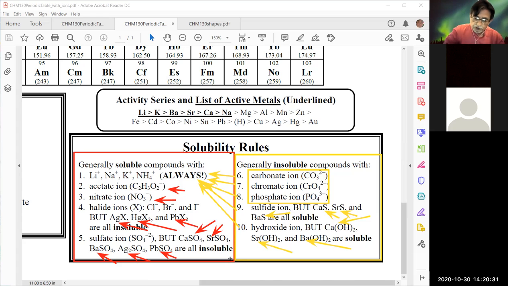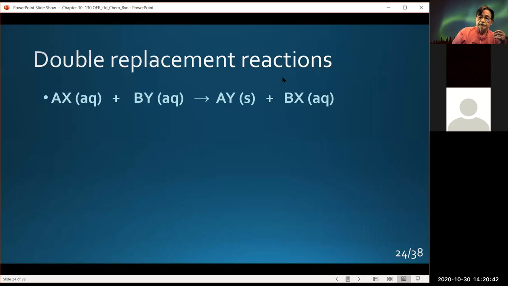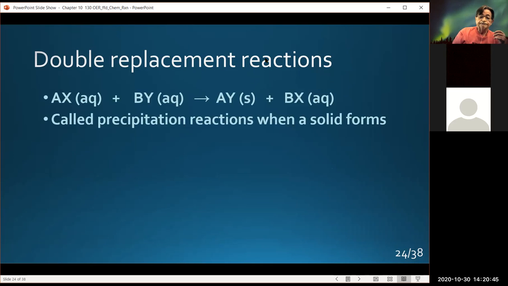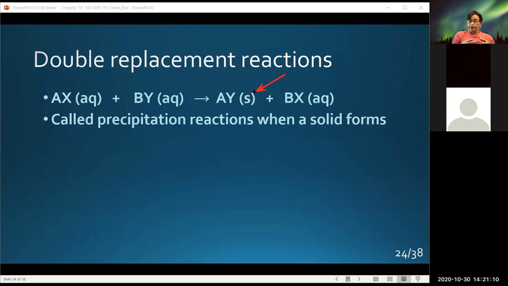And understanding these solubility rules, that is what drives the double replacement reactions, okay? Because if you have a positive reaction, you would get a solid, which is driven by the solubility rule. So in this case, you got AX and BY. Both of them are soluble and therefore aqueous. You mix them together. If one of the products is insoluble, then you get a solid material. And we denote that based on the solubility rules by the letter S, and you get a precipitate, okay?